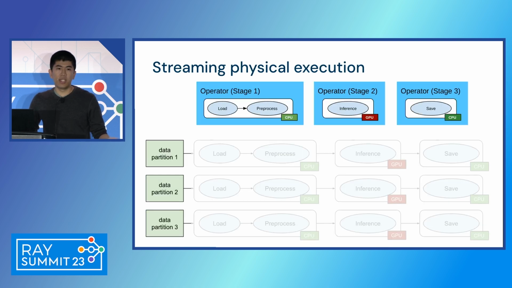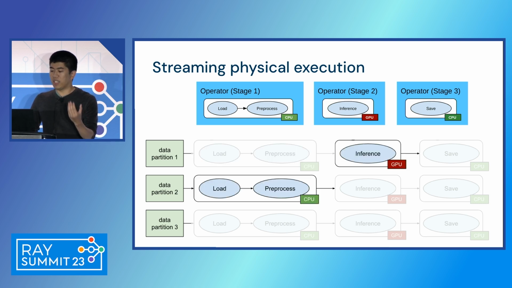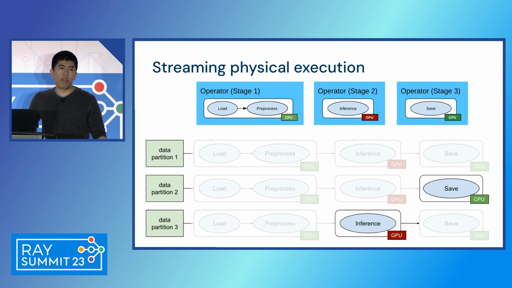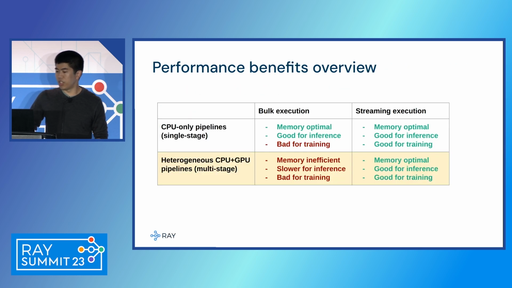And streaming does solve this problem, because for every operator, you can run that data, send it to the next operator, and then start processing data for the next partition and so on. And so you see here, we never have to materialize the intermediate data in bulk and spill it to disk. So we can avoid that overhead. So in summary, there are some advantages of streaming execution, even for simple CPU-only pipelines, but it really shines for heterogeneous use cases.